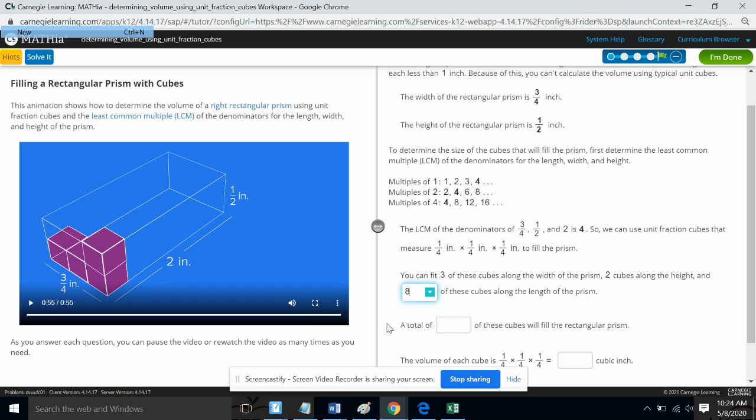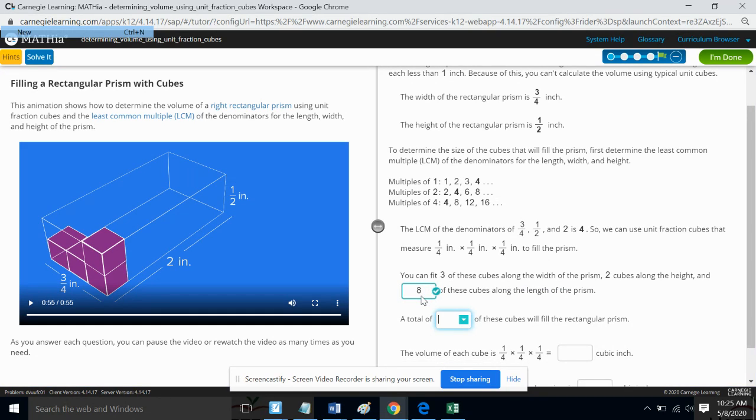8/4 is the same as 2 wholes, or if you want to think of it in terms of money, 8/4 is equal to $2, but in this case, 8 1/4 inch cubes is equal to 2 full inches. So our total number of cubes we're going to get through multiplication. Also, be sure you press enter to put your answers in, otherwise it won't let you proceed through the workspace.